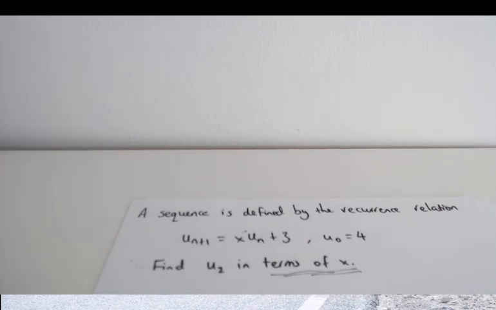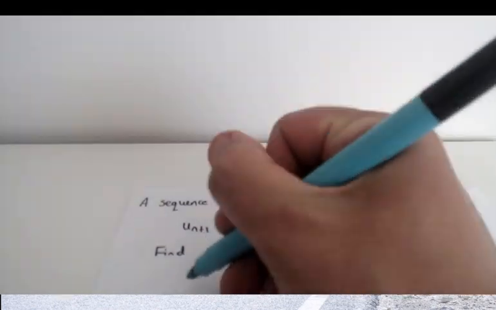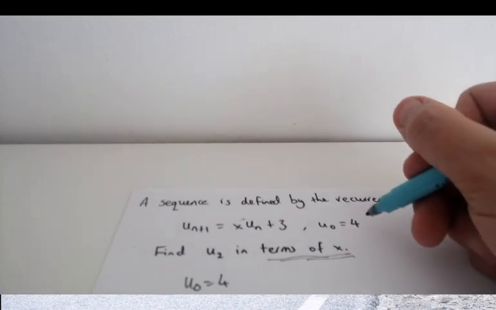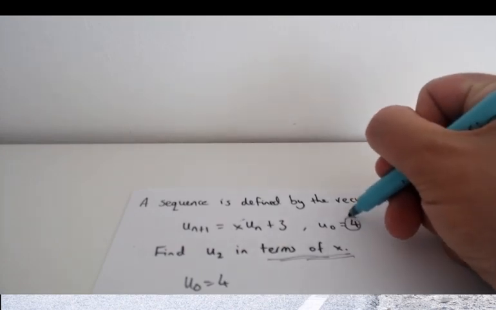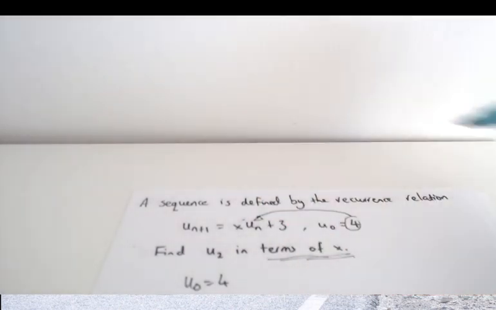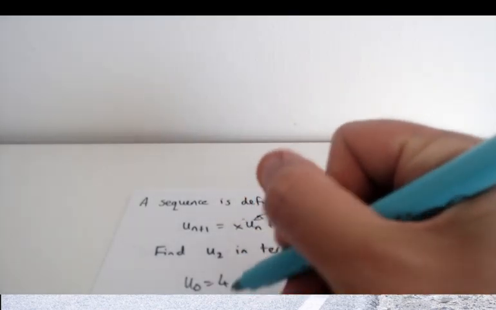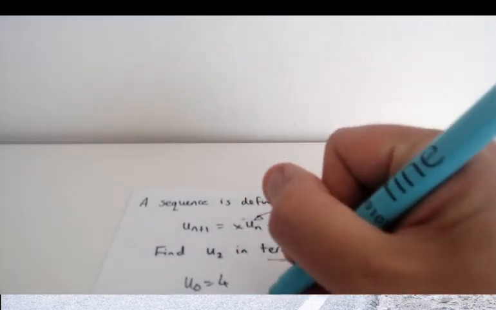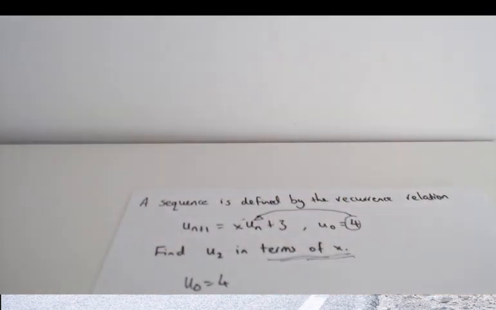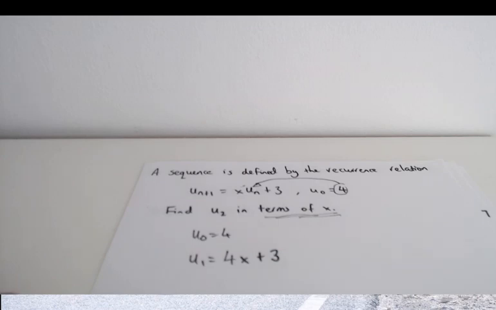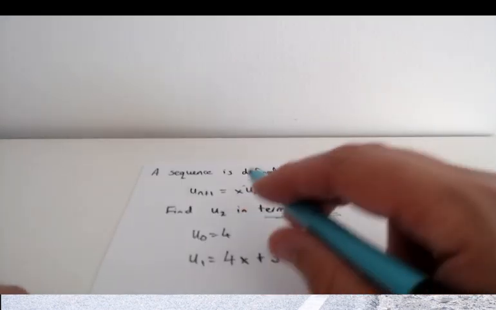So there's no cheats way of doing this one. We're going to have to do it properly. So u0 is 4. To get u1, I'm going to substitute 4 in instead of un. So I'd get x times 4, or I'd get 4x plus 3. Remember, your answer will include the letter x. We're not going to get a normal number answer here because of this x thing up here.